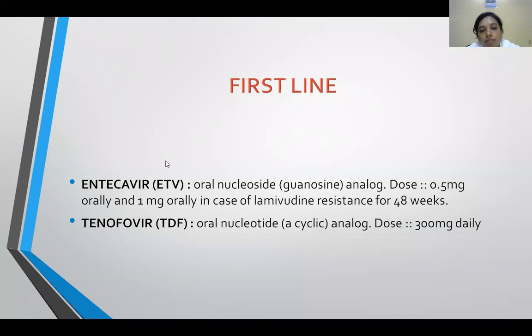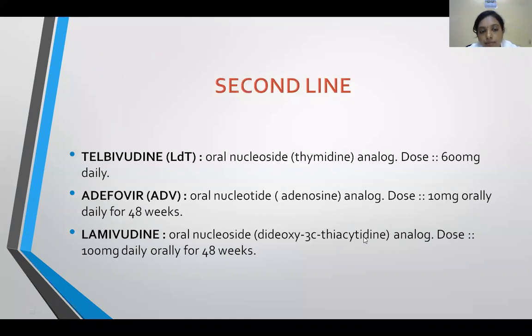What is the first line treatment? Those two drugs, entecavir and tenofovir. Entecavir is an oral nucleoside, a guanosine analog, 0.5 milligram orally, and 1 milligram orally in case of lamivudine resistance, for 48 weeks. Tenofovir is an oral nucleotide, an acyclic analog, 300 milligrams daily. Second line: telbivudine, adefovir, lamivudine.